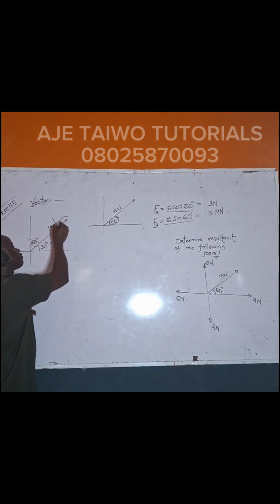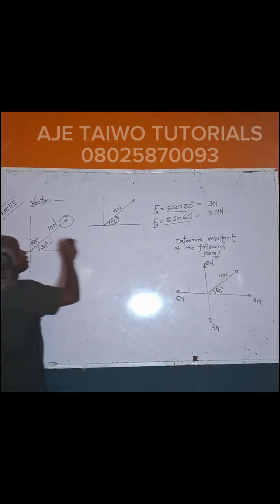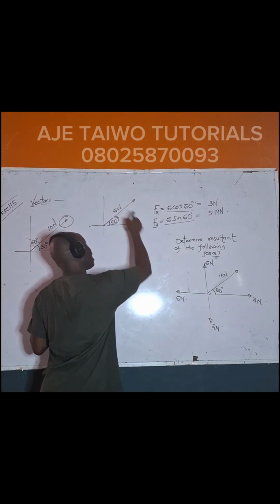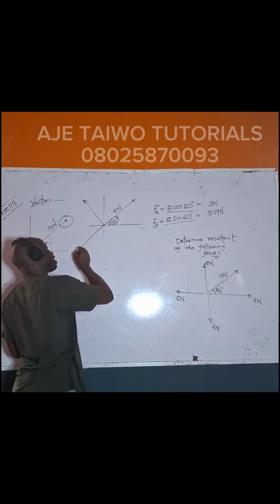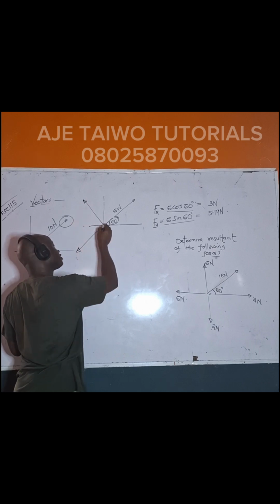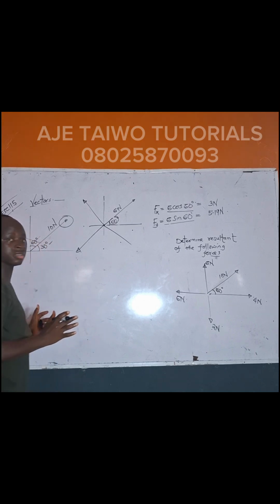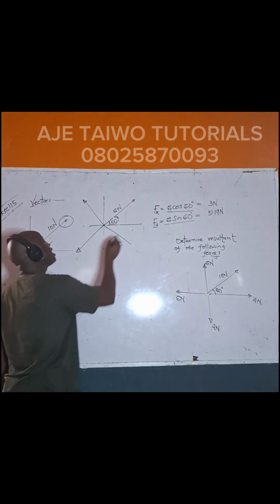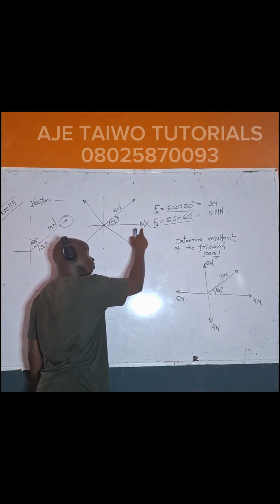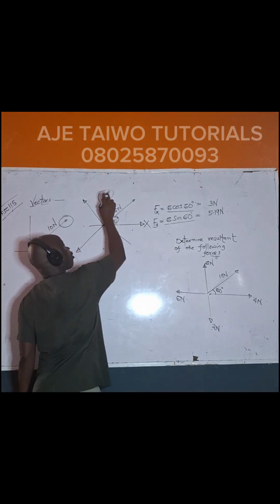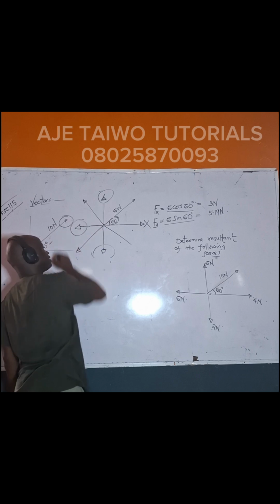Anytime you see a force like this, you must resort to X and Y. It's a must. It's not optional. If you see a force here, it's purely X already. This is X value. If you see a force here, this is pure Y value. If you see a force here, Y value. If you see a force here, X value.